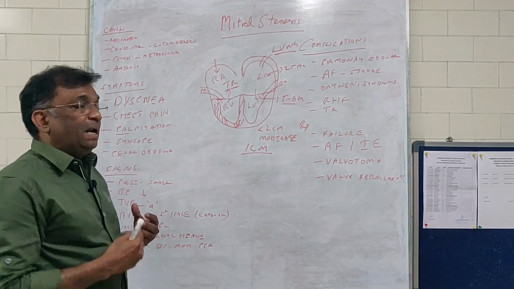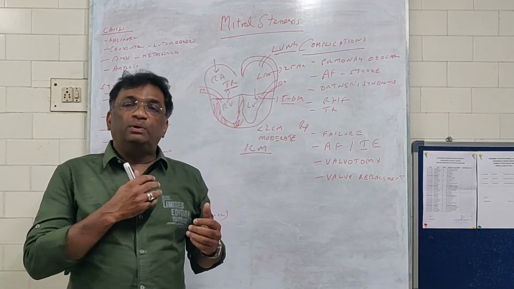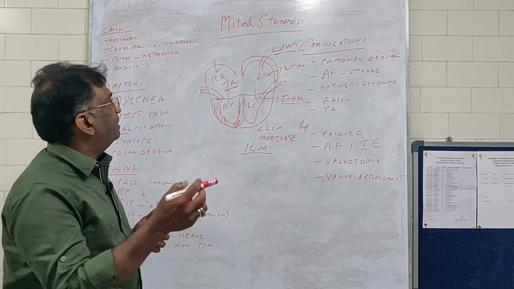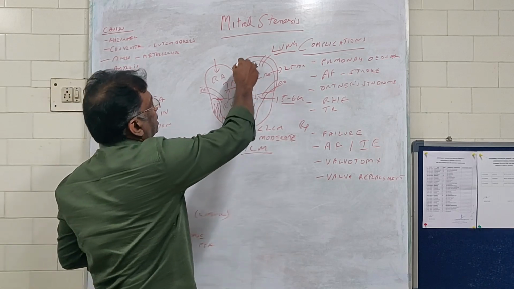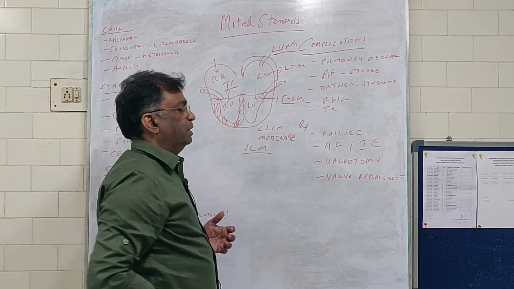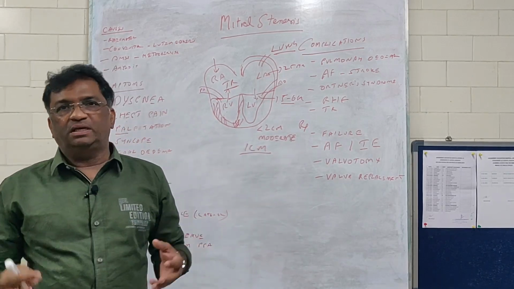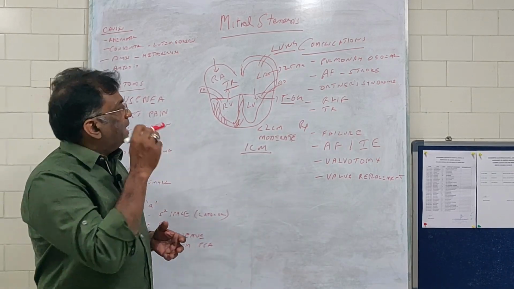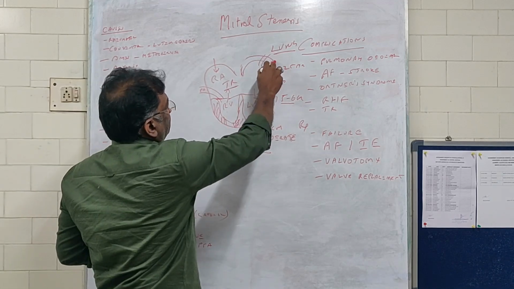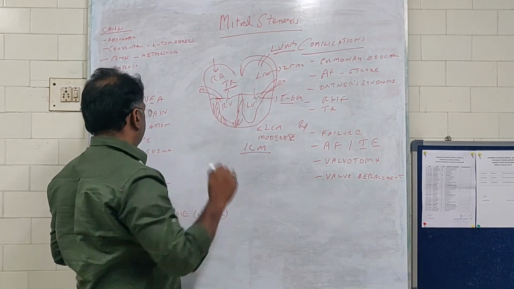You can have a palpable P2 because of the pulmonary hypertension. P2 can be palpable. You can have a parasternal heave. The parasternal heave can either be because of left atrial enlargement or because of right ventricular hypertrophy. Okay. How to differentiate a parasternal heave because of left atrial enlargement and a parasternal heave because of right ventricular hypertrophy? If it occurs in diastole, it is left atrial. If it is a systolic parasternal heave, it is right ventricular.